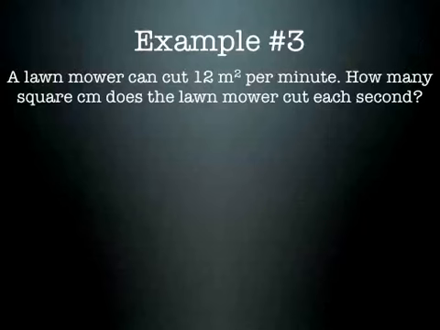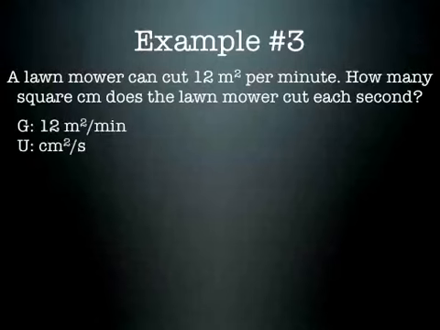Our third and final example here brings a new wrinkle in that we have a squared unit that we are discussing. Okay, in this question we're looking at a lawnmower that's able to cut 12 square meters each minute, and we want to know how many square centimeters the lawnmower cuts each second. So we're familiar with these units: meters, minutes, seconds, centimeters. So these aren't necessarily undefined relationships.